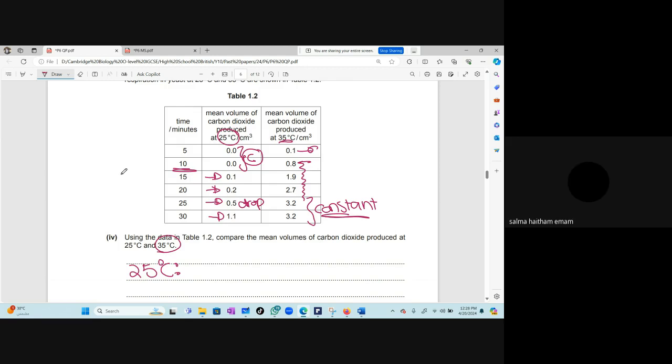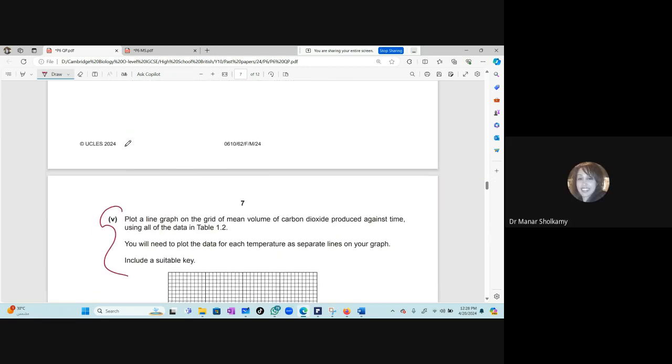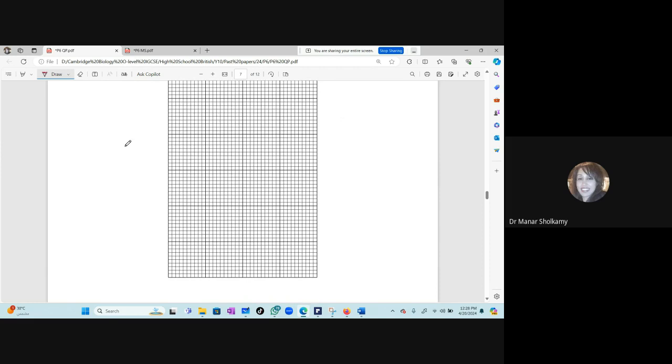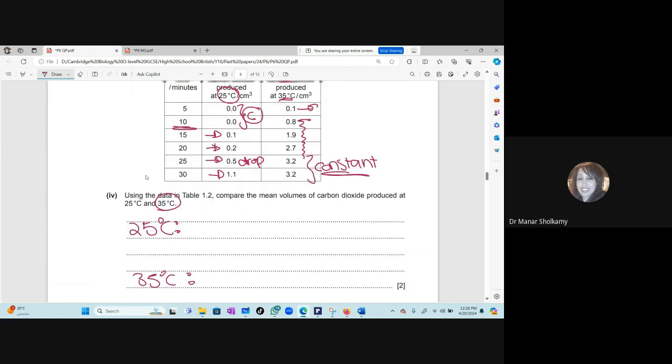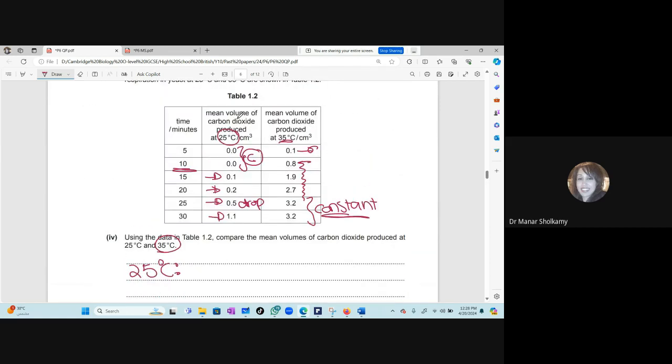Time. Of course, it will be time. You will write it just as it is. I know that you are very used to that, but let's revise together. Time in minutes. Okay. And then you have, what will be on the y-axis?